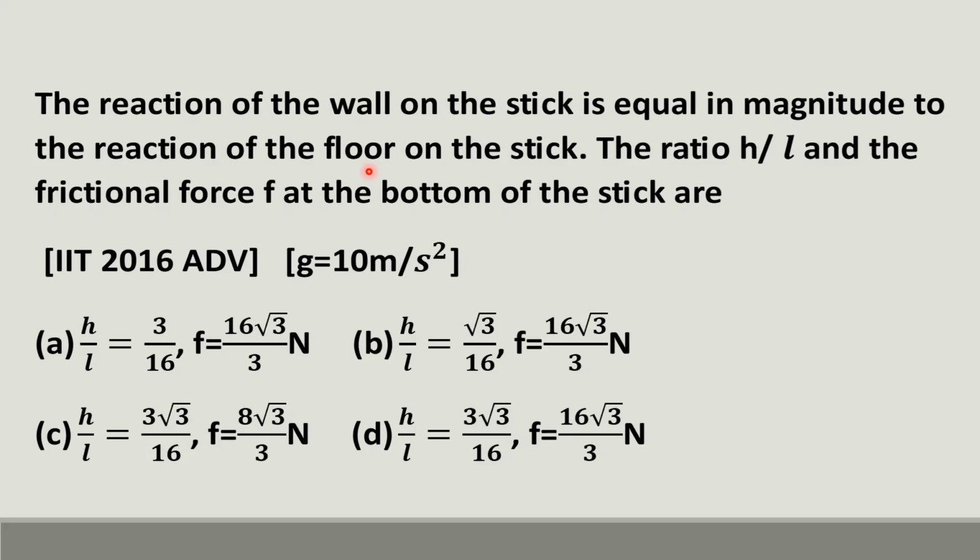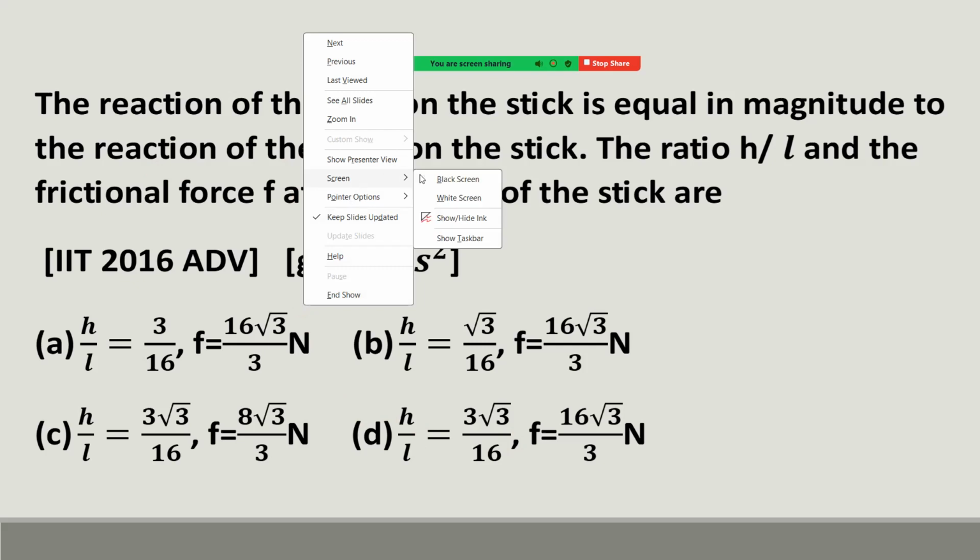If you are taking it in that way, then the option will be D. Otherwise, there is no answer. So I think as per the sentence, there is no answer, because reaction of the floor means force by the floor on the stick, which is friction as well as normal reaction. So as per the sentence, no answer. But if you take reaction of the floor to mean normal reaction, in that case it is option D. Let us now see the calculation part.